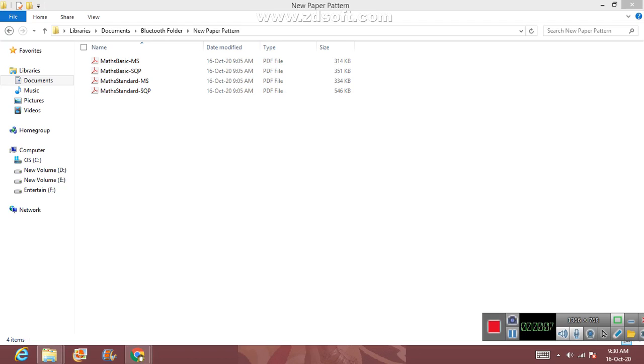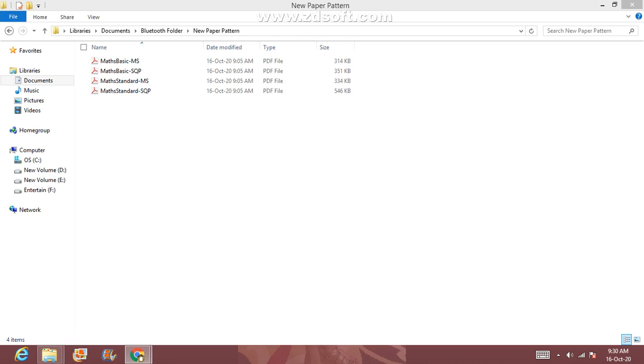See what are the changes in the new paper pattern of the board examination of 10th standard. So here is one sample paper. With the help of this sample paper, we are going to discuss the changes in the question paper pattern. It is the same for standard mathematics students and basic mathematics students.